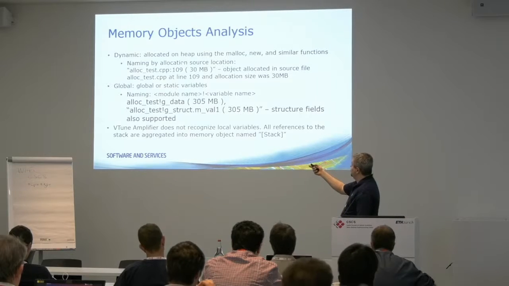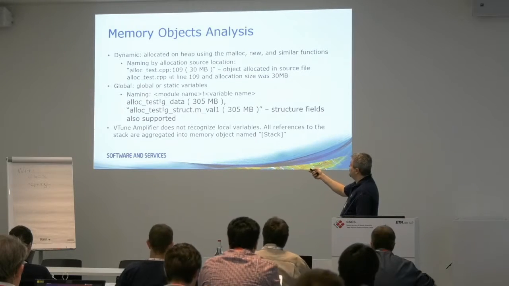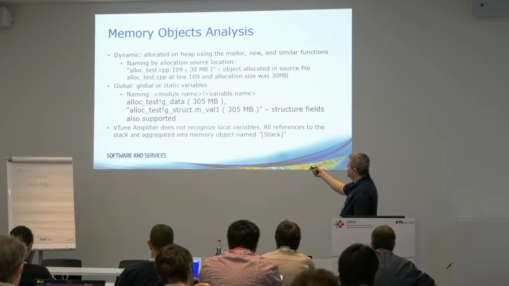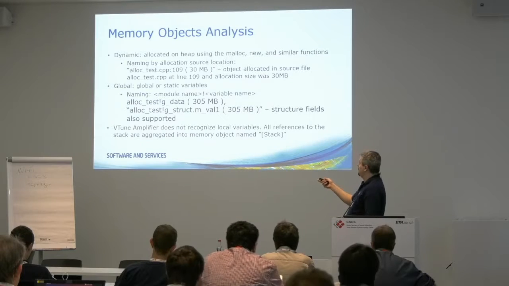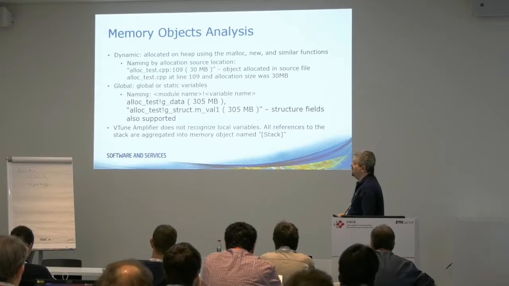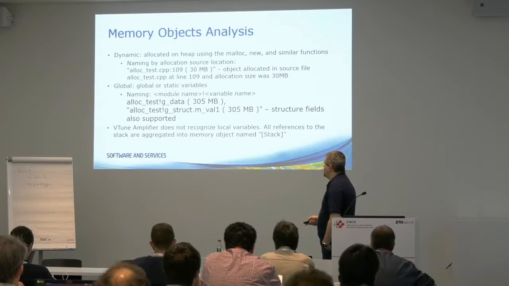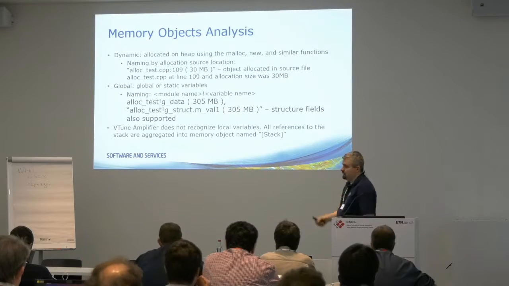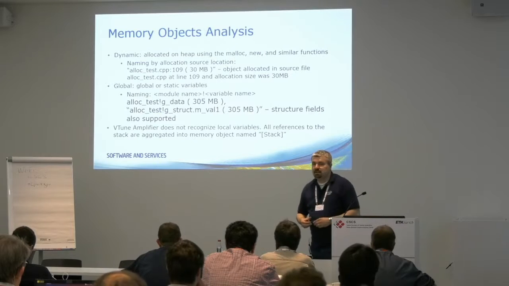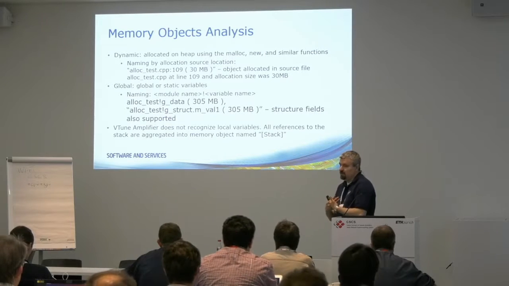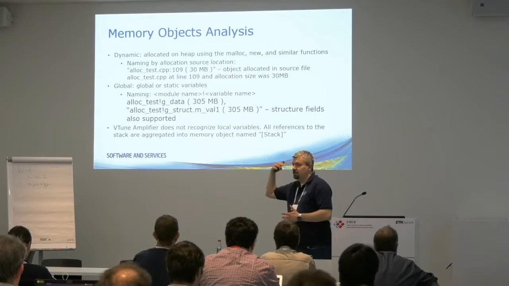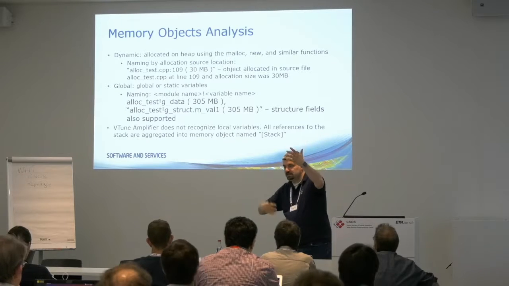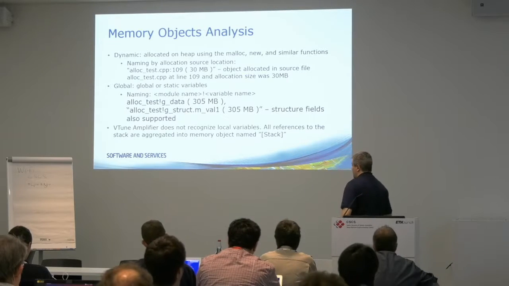So basically, if it's a dynamic allocation, it will tell you that in line 109, you allocated 30 megabytes of data. Okay? Or if it's a global variable, it will tell you that in alloc test G data, there's 300 megabytes of global data in the data segment. Or if it's on the stack, there's an implicit allocation arena called stack. We cannot detect each and every variable, but at least we can relate it to dynamically allocated, statically allocated, and stack allocated stuff. Okay, better than nothing.